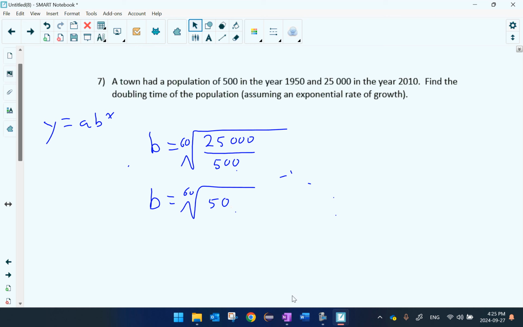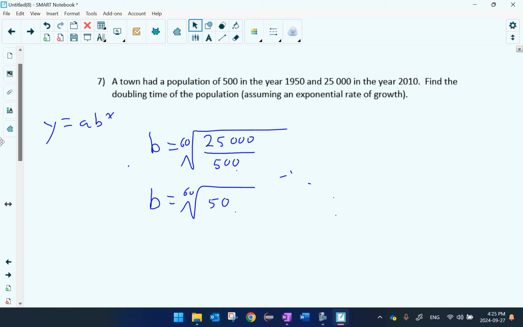To better understand that, think about it this way. If you multiply 500 by 50, you would get 25,000. But instead of thinking about just multiplying by 50, think about multiplying by some number by itself 60 times to go from 500 to 25,000, which is the same as figuring out the 60th root of 50.